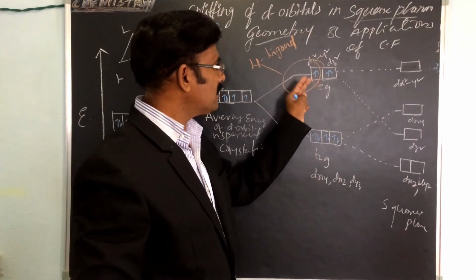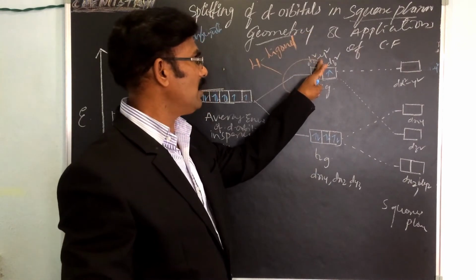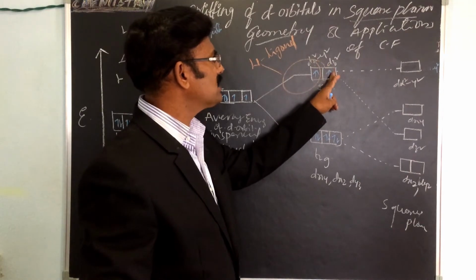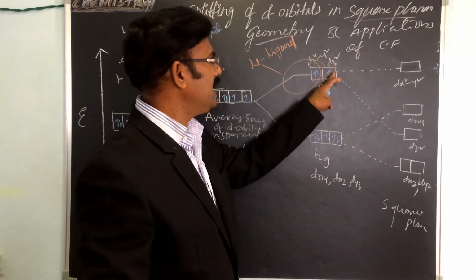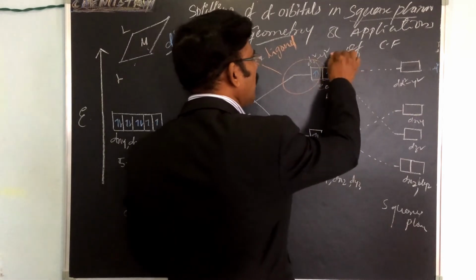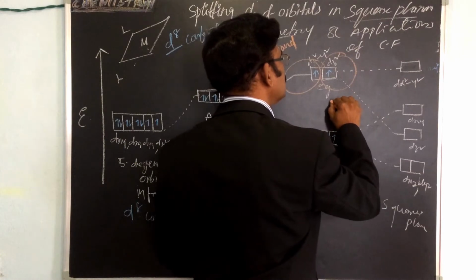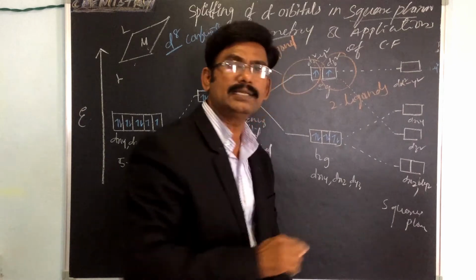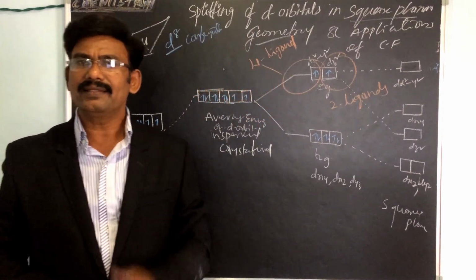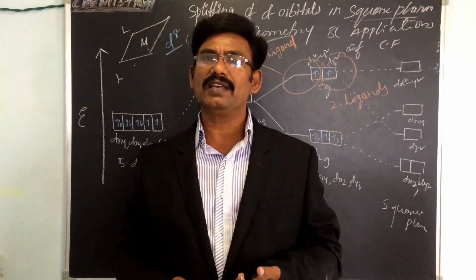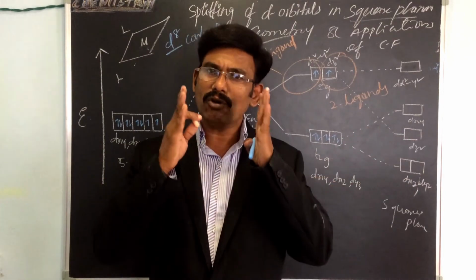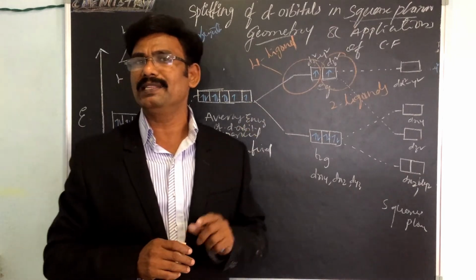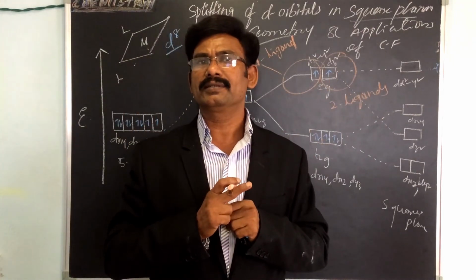The single electron in dx square minus y square is being repelled by the 4 ligands, whereas the single electron in dz square is being repelled by the 2 ligands. This is important. What is that? The single electron in the dx square minus y square orbital is being repelled by the 4 ligands, whereas the electron in the dz square orbital is being repelled by the 2 ligands.